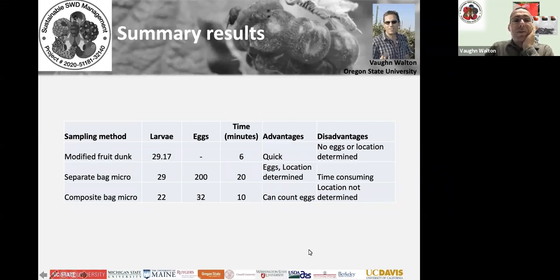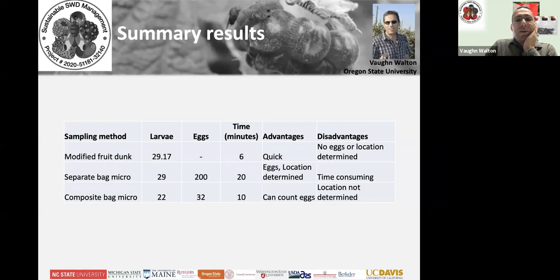And so many of us will say, well, the advantages of doing the modified fruit dunk outweigh the separate bag micro methodology. Our growers worked with us and came up with this composite bag micro methodology, where you're only selecting a certain number of berries out of that bag. We can drop that time from 20 to 10 minutes. And the advantage we get out of that is that we can see both larvae and eggs here.